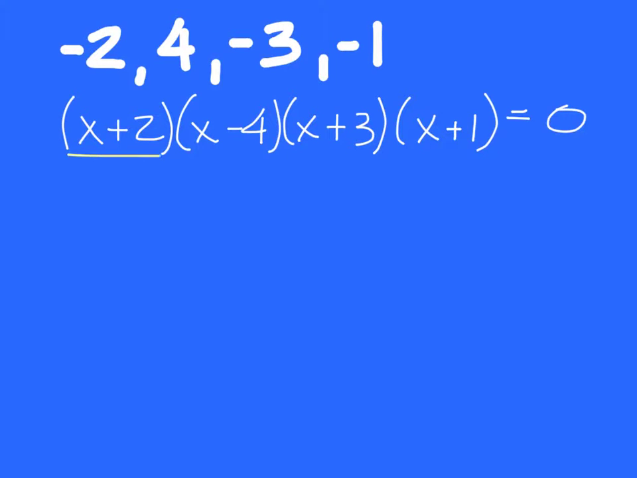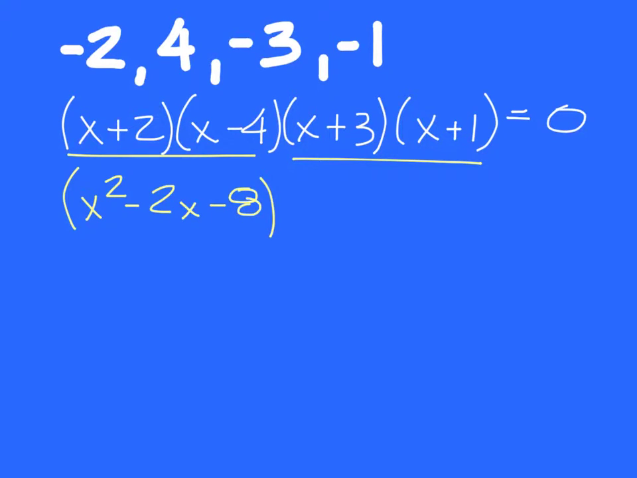Now how I do it is I go these two and then these two. That's how I usually multiply them out. So if you multiply the first two, you should get x squared minus 2x minus 8. And if you use the shortcut to get the middle x term, you add 2 and negative 4. That's a negative 2. Multiply them to get the back number.